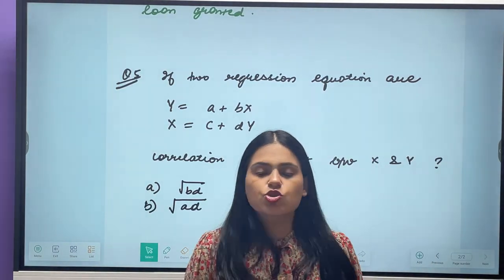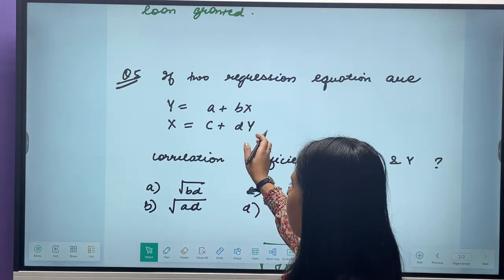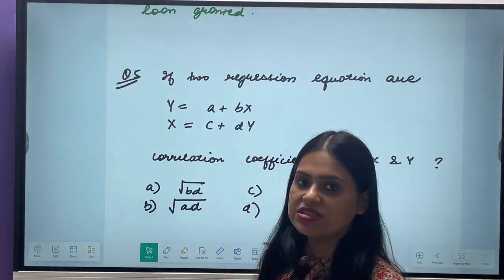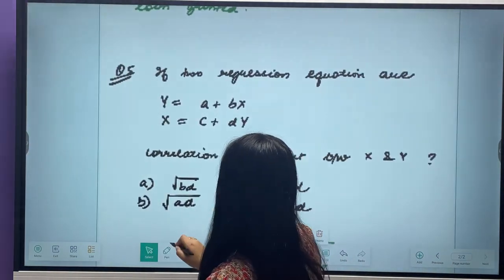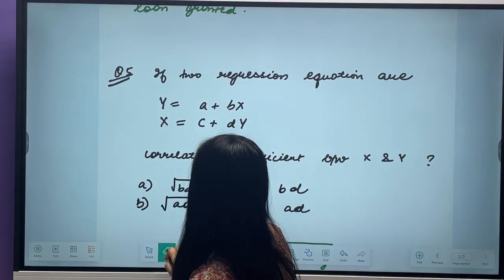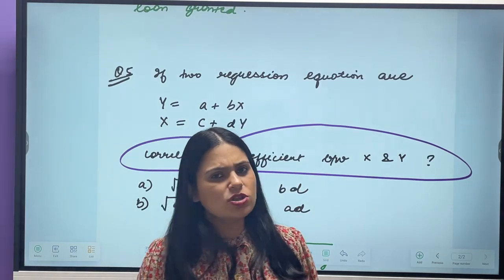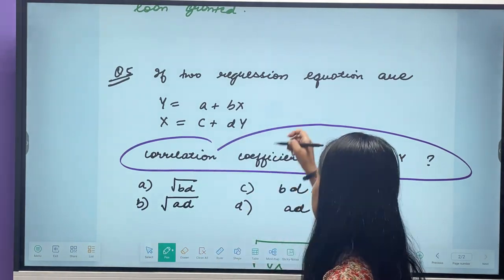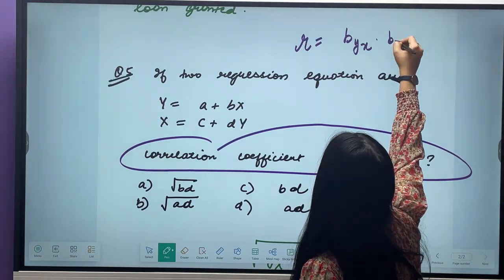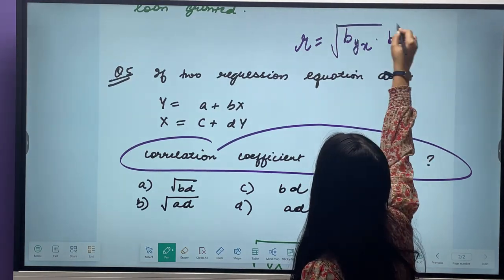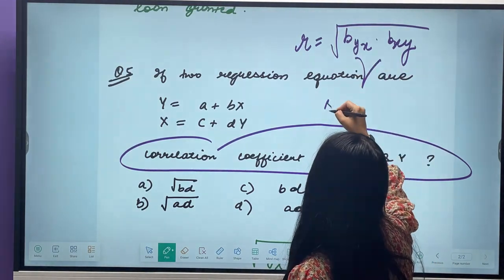Okay, beta. So it says that you are given two regression equations. Y is equal to a plus bx and x is equal to c plus dy. And what is the correlation coefficient between x and y? बहुत simple है. Beta, what is our correlation coefficient? It is the square root of byx into bxy. What are byx and bxy? Slope coefficients.